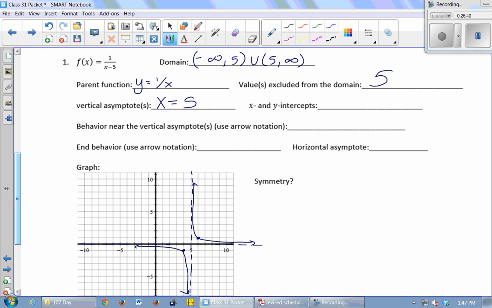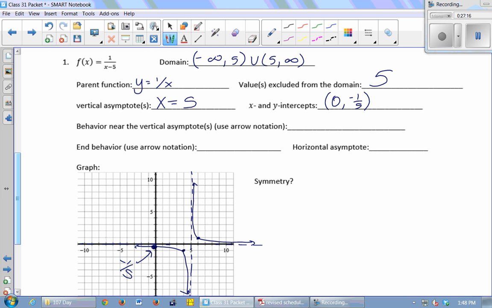X and y intercepts, none. Oh, sorry, that's not true. There's a y-intercept, because if I plug 0 into f, I get -1/5. So here's my y-intercept. It does cross the y-axis, and that point is at -1/5. Y-intercept, no x-intercepts.